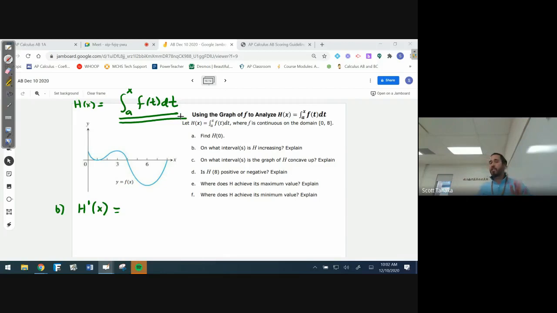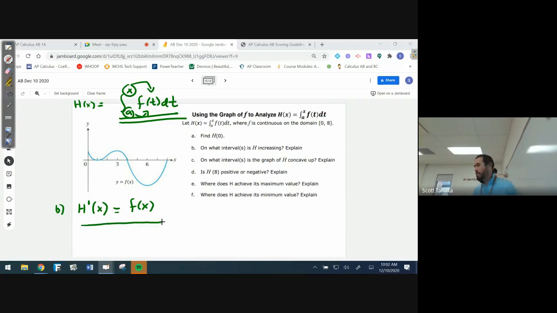That means shortcut. That means FTOC, which means I just plug that in for the t, and then you take the derivative of x, which is 1. Now, I said a was a constant. If you put an a in there, you will get a constant, and when you take the derivative of a constant, you get 0. So h prime of x is equal to f of x.